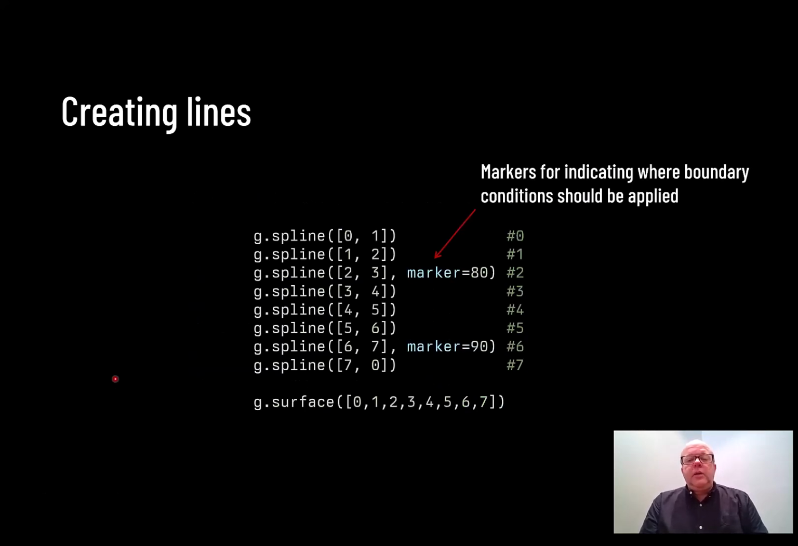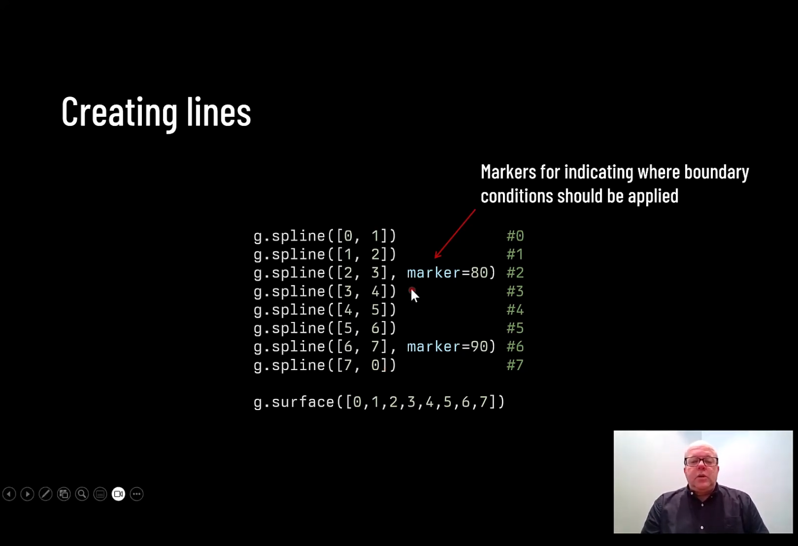Next, we define the lines here. In this case, if it says splines, it will be a line. And then we just tell it the line should go between the points 0 and 1, 1, 2, 2, 3, 3, 4, 4, 6, 5, 6, 6, 7, and 7, 0. So 7, 0 goes back to the original starting point again.